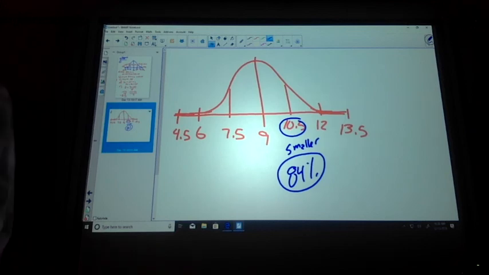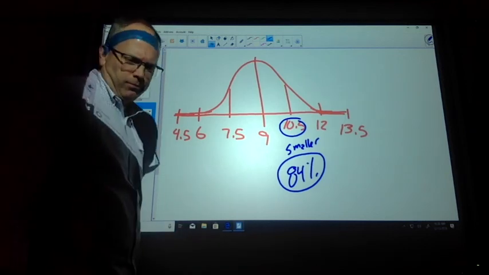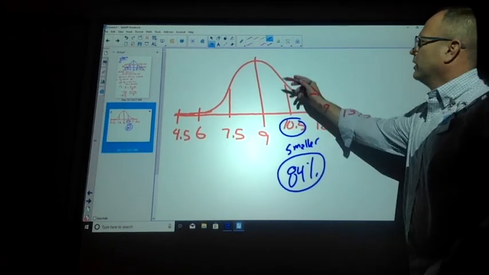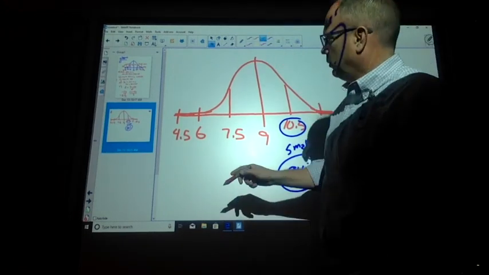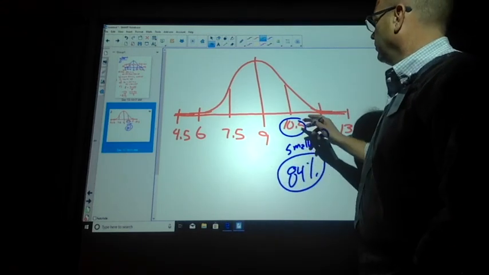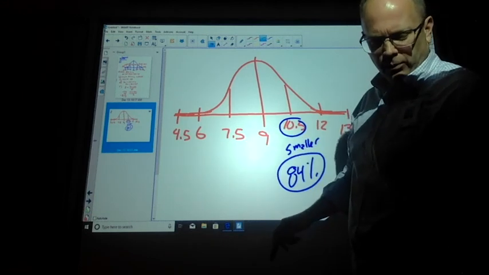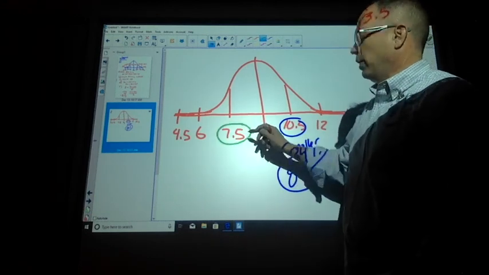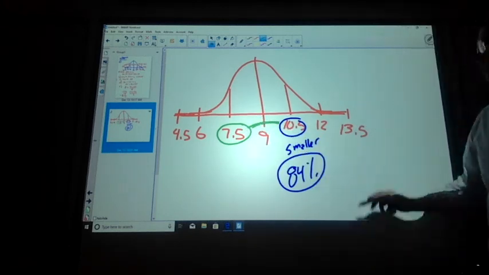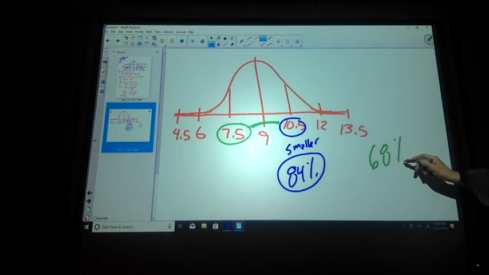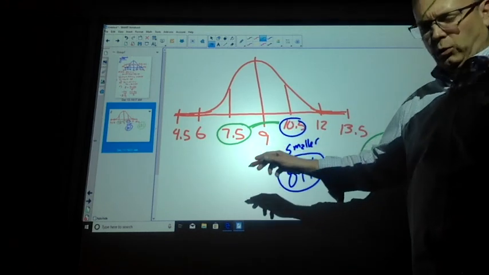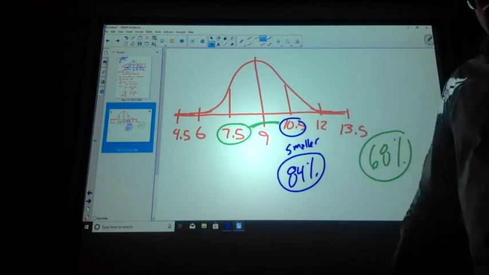Okay, so then the next question says this. What percent of people have a shoe size between a 7 and 10.5? Oh, shoot. I have a misprint on there. That should have been a 7.5, so change 7 to 7.5. So what percent of people have a shoe size between here? 68%. So again, I had a misprint on this page. I apologize. Make it 7.5 and 10.5.